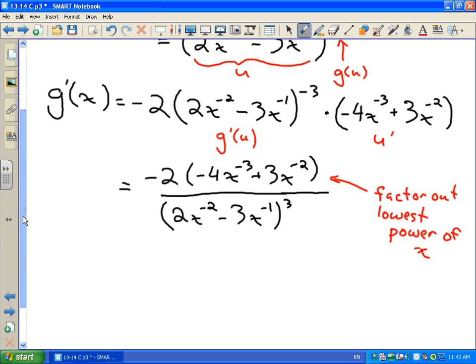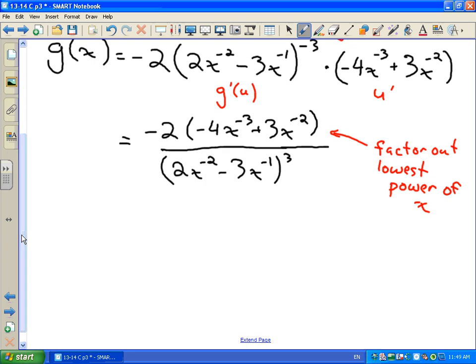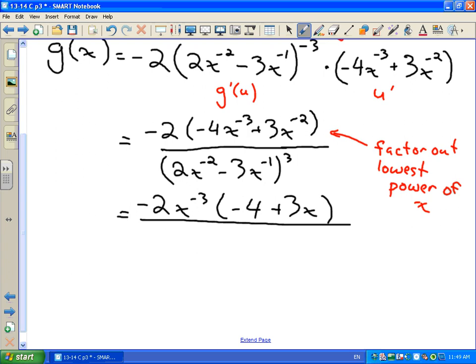So let's factor out our lowest power of x, which is x to the negative 3. I factor out x to the negative 3, and I get negative 4 plus 3x. And down at the bottom, I'm still going to have 2x to the negative 2 minus 3x to the negative 1, all to the power 3. I'm going to leave the denominator like that in case they ask me to take a second derivative. In that case, it's already in the form that I wanted.